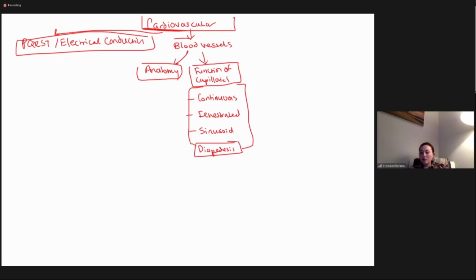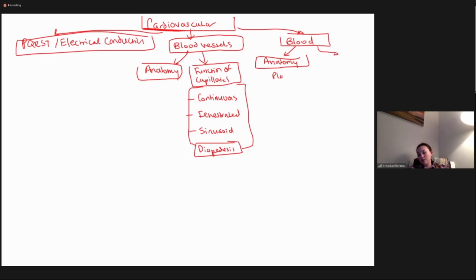As soon as we're done talking about this, we're going to start talking about blood. So as we get going into blood, we're going to do some functions of blood: the composition and anatomy of blood, which is plasma and the formed elements. And then we're going to talk about blood clotting.